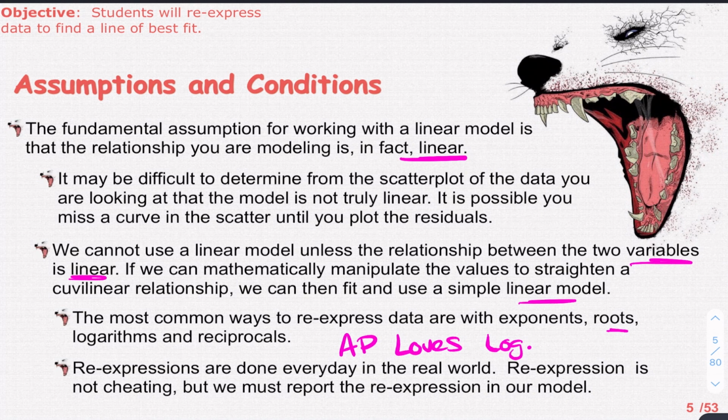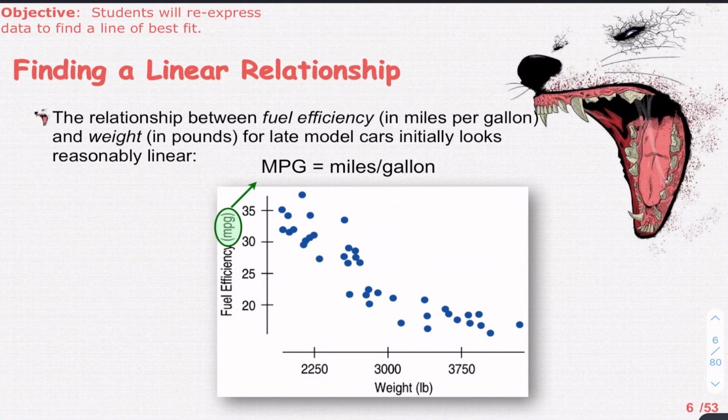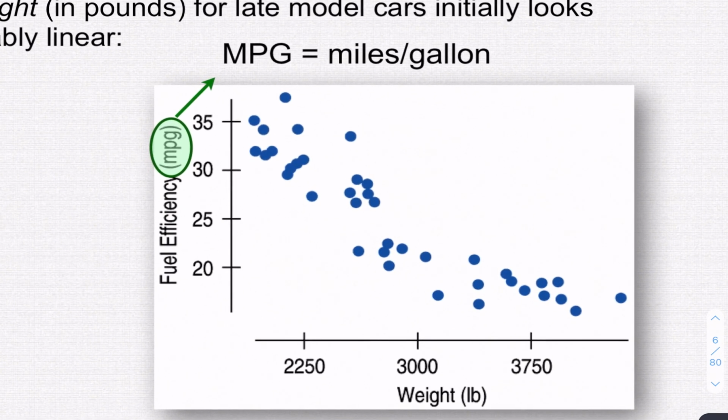So re-expressions are done every day in the real world, and re-expression is not cheating, but we must report re-expression in our model. What do we mean? So given the relationship between miles per gallon, looking at the weight of a car and then the fuel efficiency in miles per gallon, we're looking at late car models compared to earlier car models. And we look at the scatter plot, and it may be reasonable to say that our data fits a line of best fit.